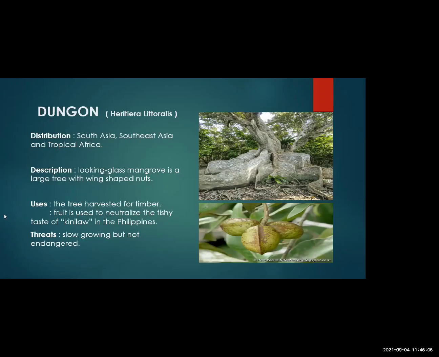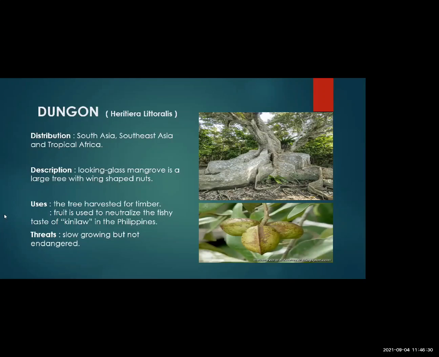And the dungon uses the tree harvested for timber and is valued for its toughness, durability, and resistance to salt water. As such, it is commonly used in shipbuilding and in making pilings, bridges, and wharves.